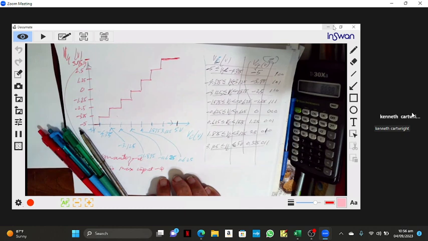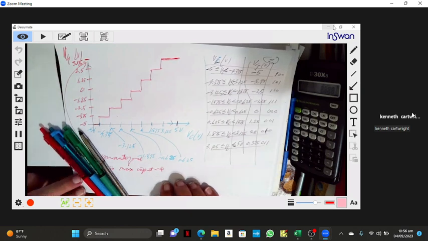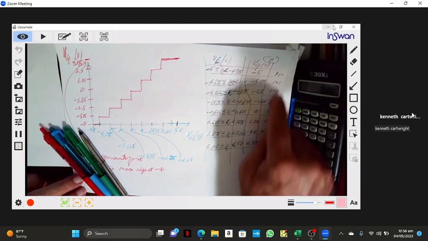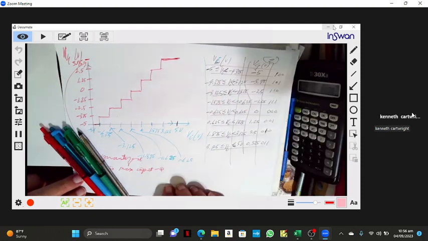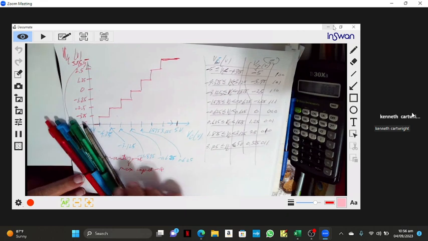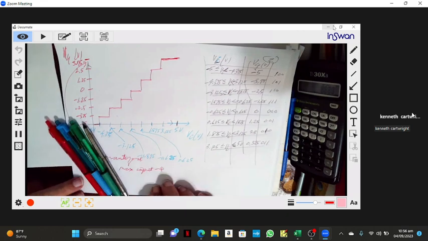Now, an interesting assignment is to ask you, given these bits, to build a digital to analog converter. That would be an interesting assignment. I'd be interested to see what you come up with.